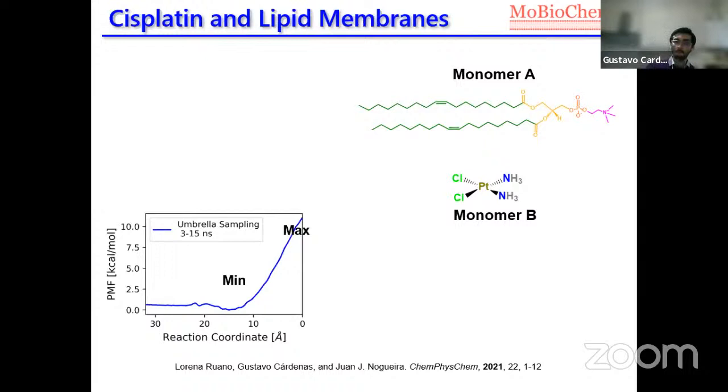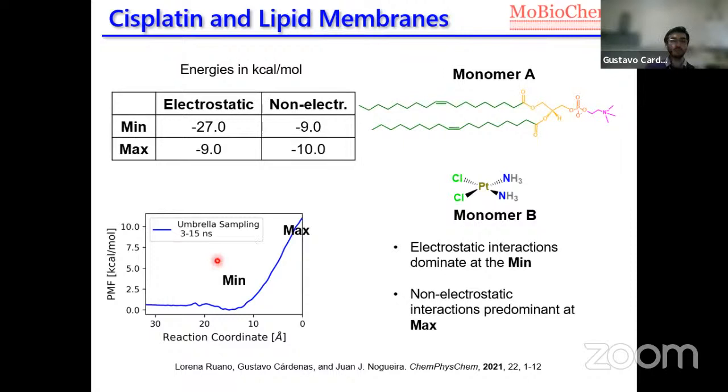So when we computed the interaction energies at the minimum region, which is also shown here, we see that the electrostatic term is predominant over the non-electrostatic term. However, when we go from the minimum to the maximum region, that is, when cisplatin is in the center of the main ring, we see that somehow the roles are inverted and the non-electrostatic part becomes more important.